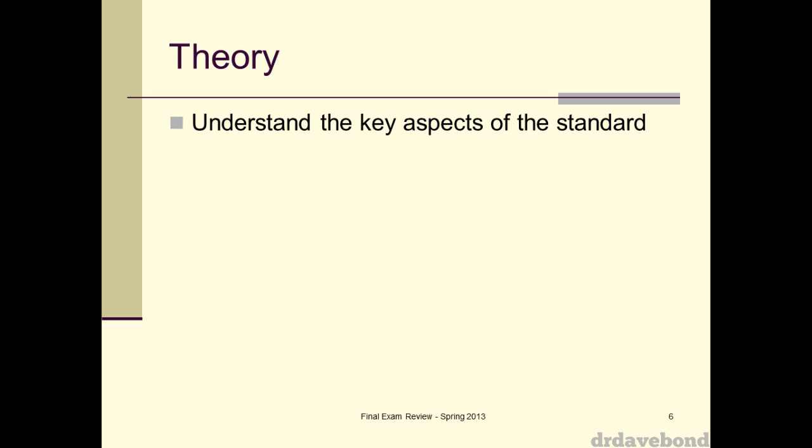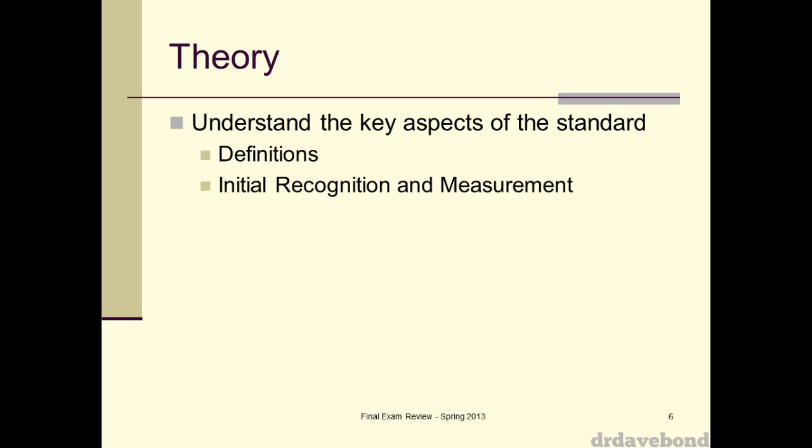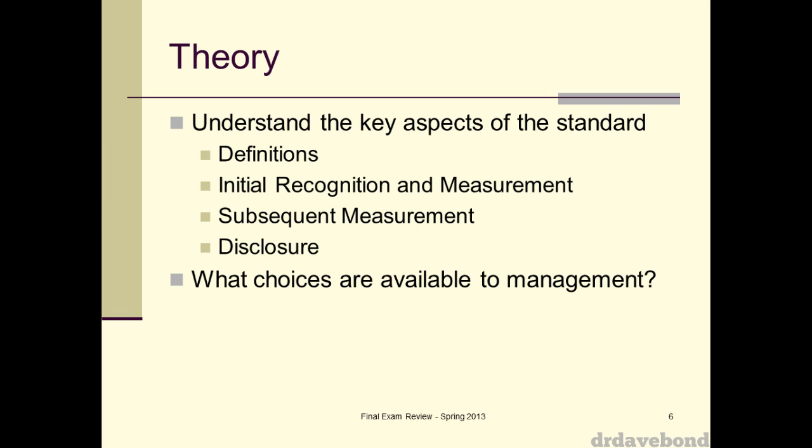Turning more to the theory questions. So this is more in relation to the specific theory questions that we have in there. So things that you should be able to do is understand the key aspects of the standard. So what are the requirements? So things like the definitions, what are the initial recognition and measurement requirements within that standard for that particular phenomena. So I think leases and employee benefits. So what are the initial recognition criteria and how are those things measured? Then how are they subsequently measured, and any disclosure requirements around them.